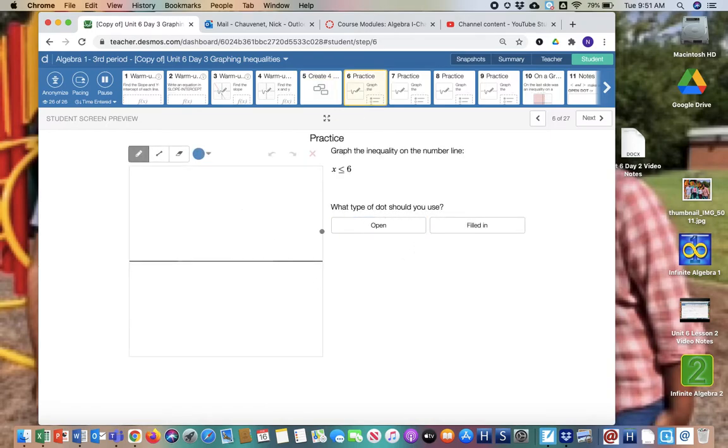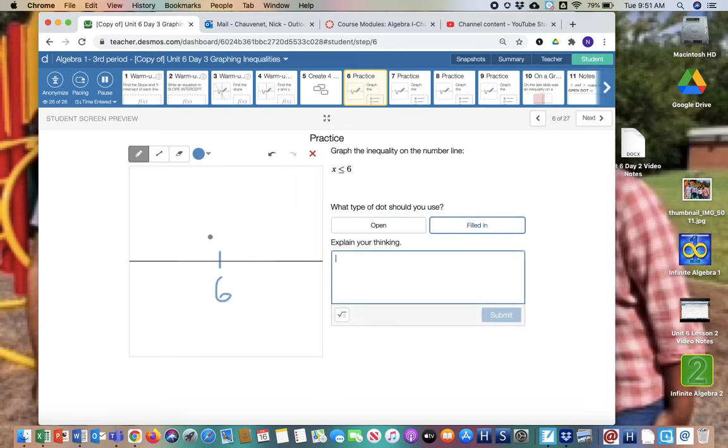Now here we just have some practice problems from the previous units. So this just says, what kind of dot would we use? Well, it's an or equal to, so it'd be filled in. So we put a closed circle here. It has an or equal to sign, right? And now you just want to label your number line. I like to go one above and one below. You need something other than just your boundary point.